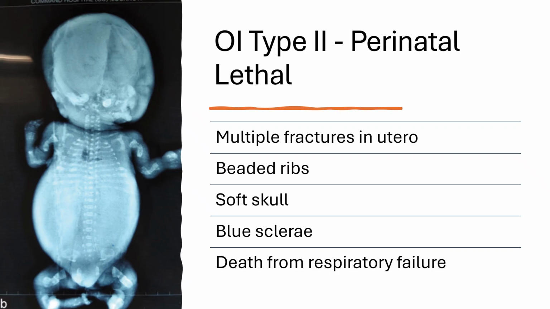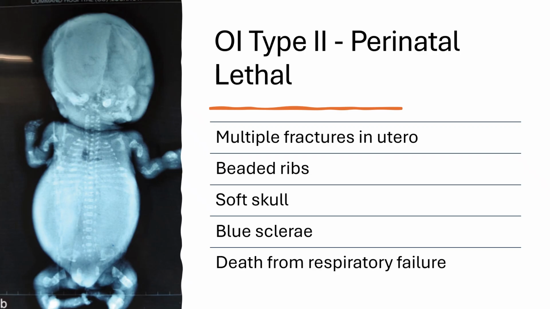OI type 2 represents the most severe form of osteogenesis imperfecta, creating such profound bone fragility that survival becomes impossible despite our best medical interventions. Understanding this condition requires recognizing how severely defective collagen affects every aspect of skeletal development, creating a clinical picture that's both distinctive and tragic. The presence of multiple fractures occurring in utero tells us that the bones are so fragile they cannot withstand even the normal movements and positioning that occur during fetal development.